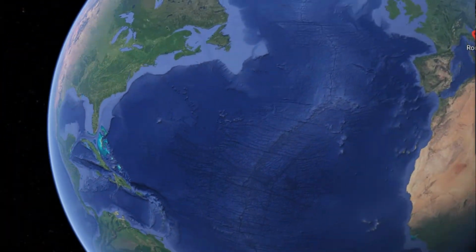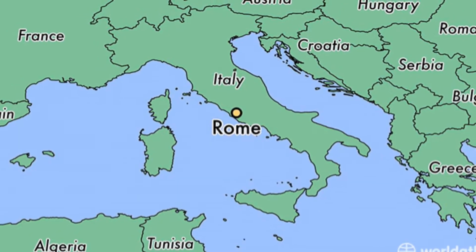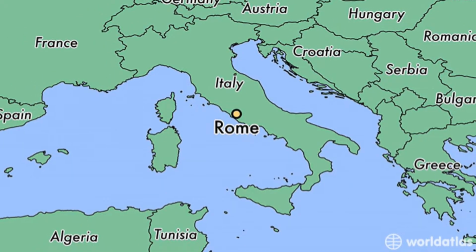But before we get to the name, we should talk about where Rome is located. You see, the city is located near the center of the Italian peninsula, which itself is centrally located in the Mediterranean region. Because of this location, it allowed people to easily travel to Rome from Africa, Asia, and Europe.